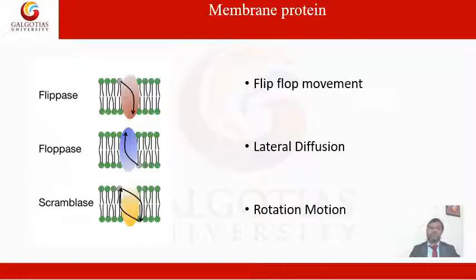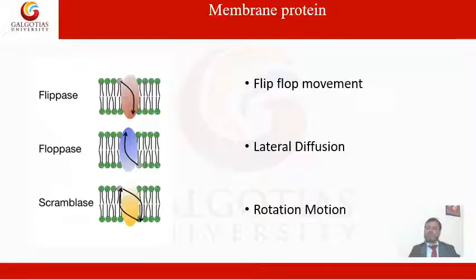So there are three types of movement present in the cell membrane. The first one is flip-flop movement. Flip-flop movement is the movement of a lipid molecule from one lipid bilayer leaflet to the other. That means this molecule will shift from the inner layer to the outer layer or from the outer layer to the inner layer. That movement is called flip-flop movement.